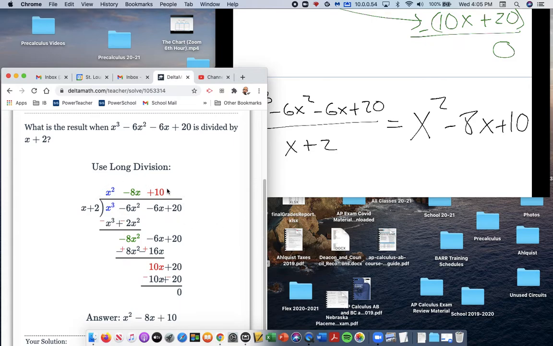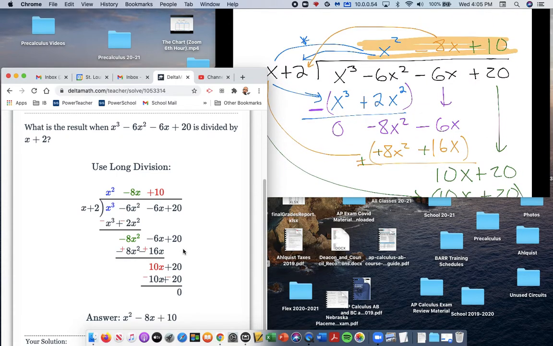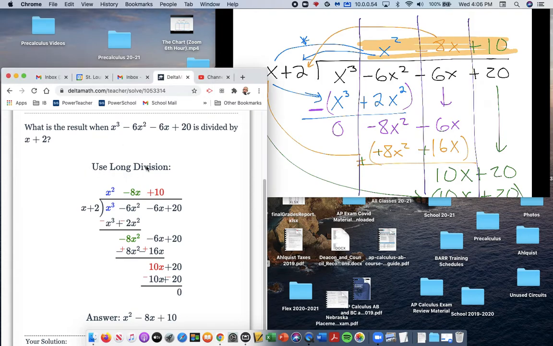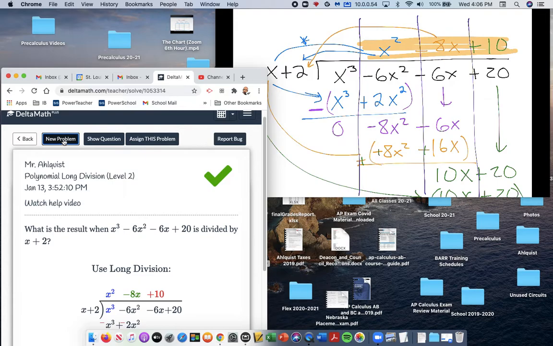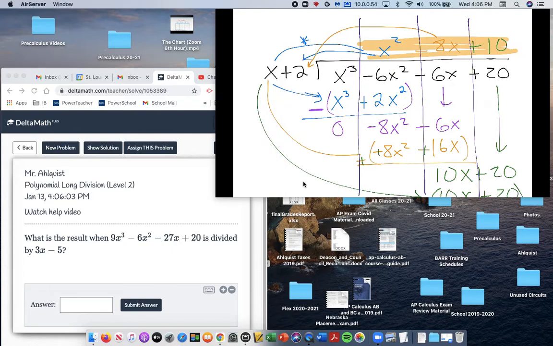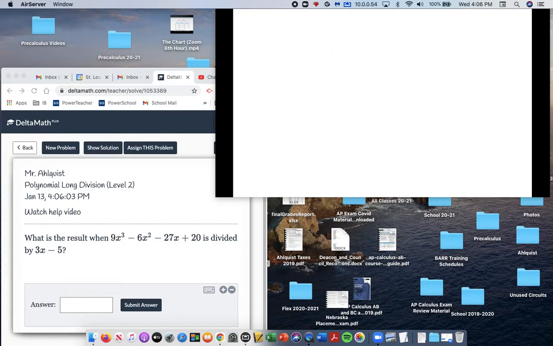They didn't do a very good job of lining up their thing up here. I like to line everything up in columns. So notice that in my situation, if you split this into columns, I got an x cubed column, an x squared column, an x column, and a constant column. I think that's the easiest way to organize your thoughts. Let me do one more of these, and then I'll let you work on those, and I'll give you a new video.